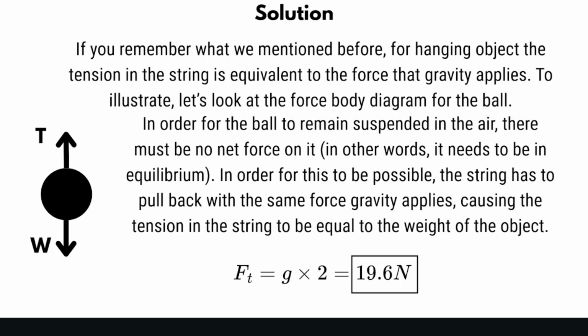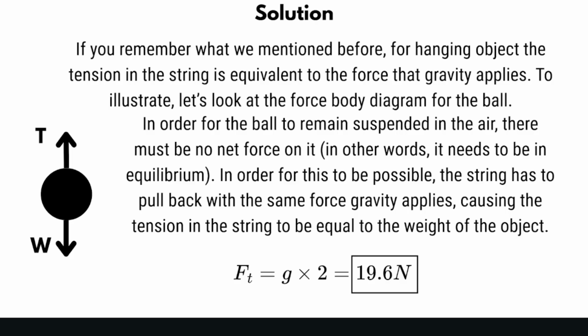where T is the tension in the rope and it's going upwards, and W is the weight of the ball and it's going downwards. In order for the ball to remain suspended in the air, there must be no net force on it, right? If there's a net force on it, it would go in the direction the net force is pointing in, and we don't want that, right? And so in order for this to be possible, the string has to pull back with the same force that gravity applies, and that causes the tension in the string to be equal to the weight of the object, magnitude-wise.